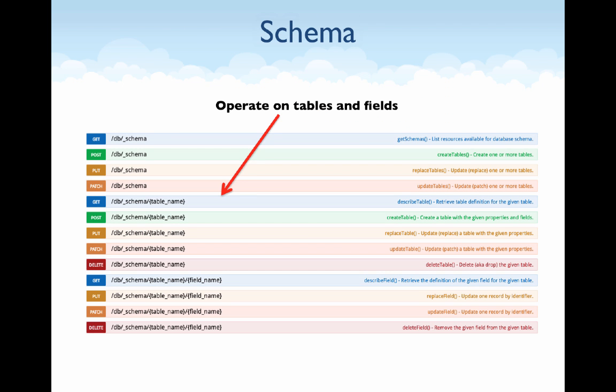So lastly, before we wrap up, I quickly want to cover schema. This is how you can use an API to operate on both tables and fields. So you can update your schema, you can add tables, you can easily add or remove field names, and you can do that just with an API call.